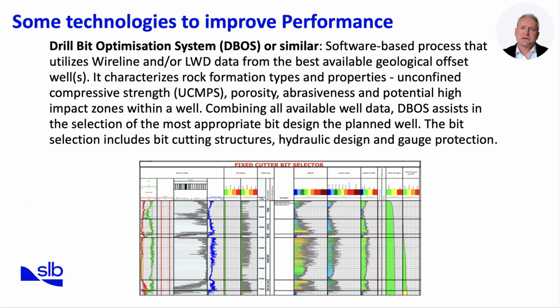Drill Bit Optimization System, or DBOS, is an example of software designed to enhance bit selection and drilling efficiency. DBOS integrates geological data from wireline and logging while drilling tools, often using offset well information. By characterizing rock properties, such as unconfined compressive strength, porosity, and abrasiveness, the software can predict drilling challenges in advance. Using these formation characteristics, DBOS helps engineers select the most appropriate bit design. That includes choosing the right cutting structure, hydraulic nozzle configuration, and gauge protection features.